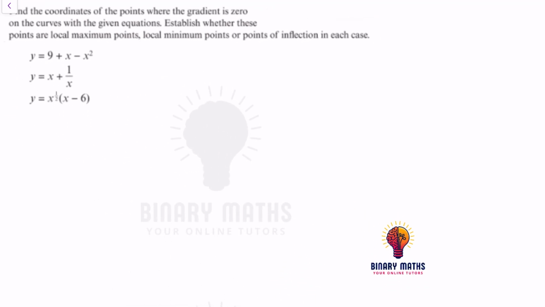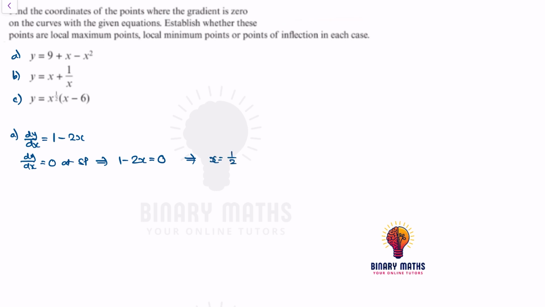Next example: find the coordinates of the points where the gradient is 0 on the curves with the given equations. Establish whether the points are local maximum points, local minimum points, or points of inflection in each case. So let's call it A, B, and C. With A, the first thing I need to do is differentiate it. So dy/dx will be equal to 1 minus 2x. And remember, dy/dx is equal to 0 at a stationary point, which implies 1 minus 2x is equal to 0, which if I rearrange, 2x is equal to 1, so x is equal to a half.